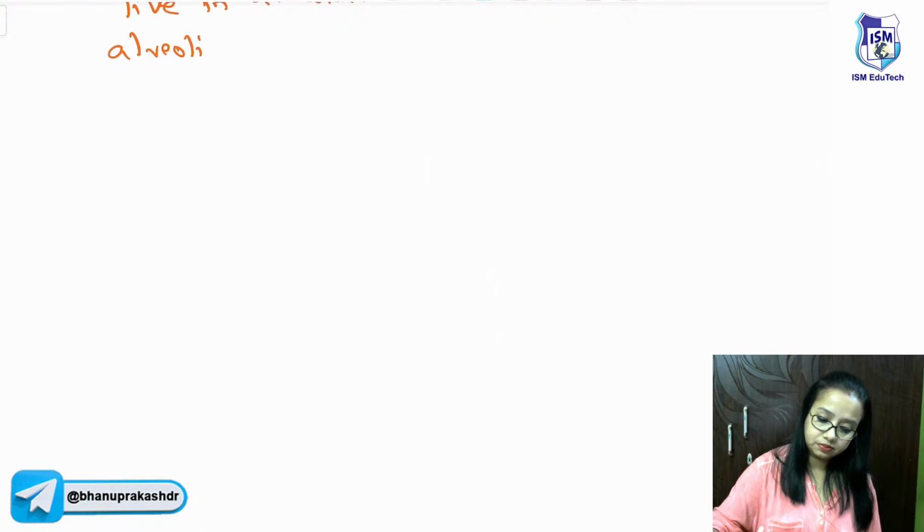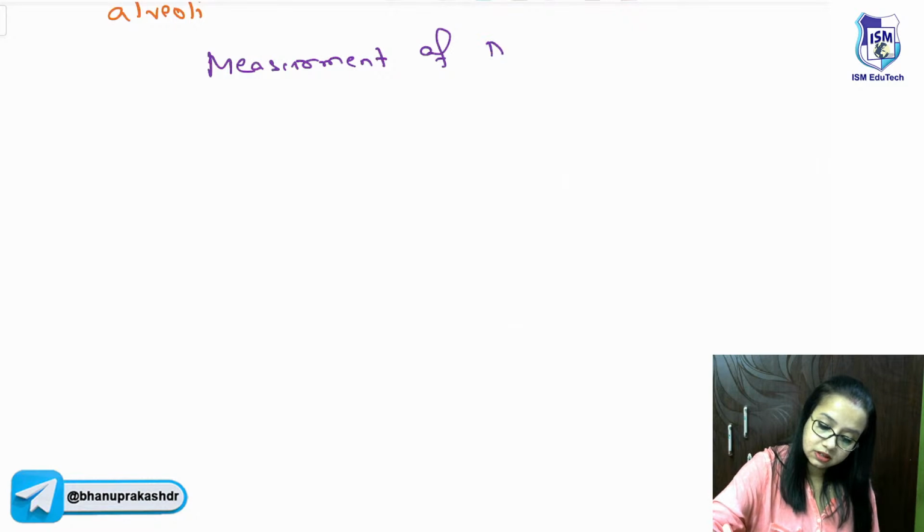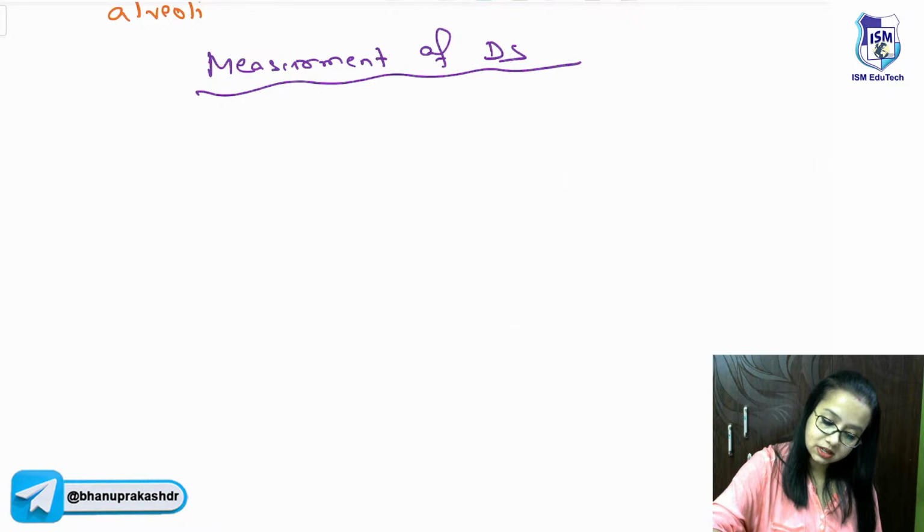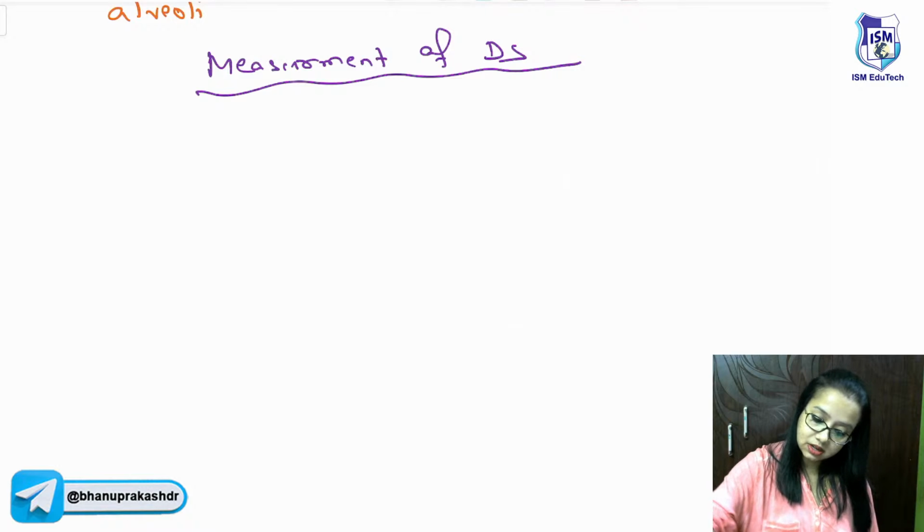Okay, now how is this dead space measured? Measurement of dead space. We'll understand that with the graph.